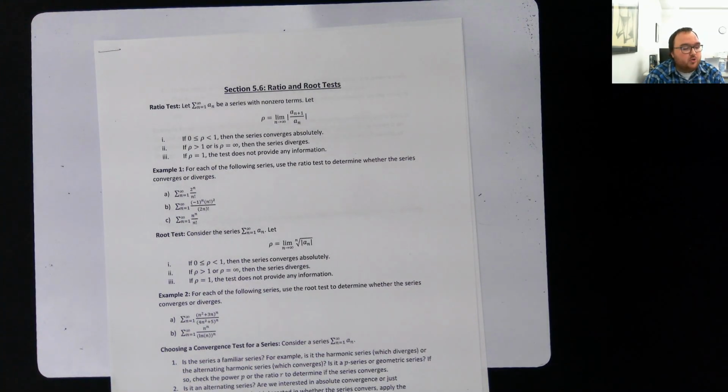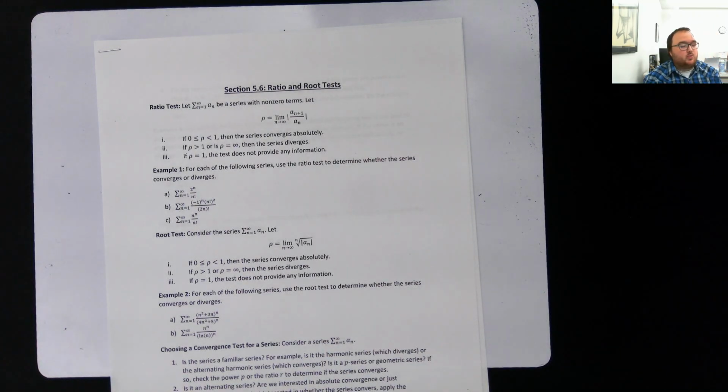All right, we only have two tests still left, and those are the ratio and the root test. I love these because they look really hard, but they're really not, and it makes you feel really smart afterwards. So I really like these. Okay, let's start with the ratio test.